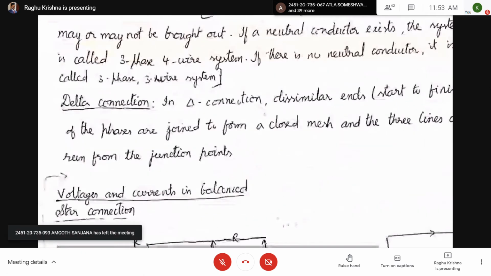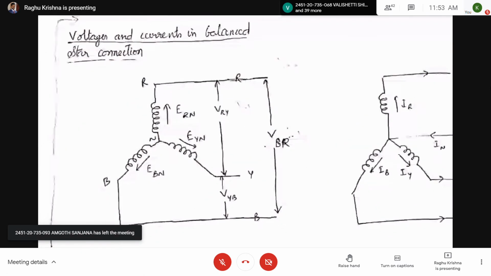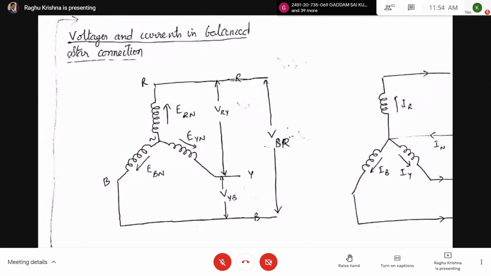Next, here you can see voltages and currents in the balanced star connection. In this, I will show the phase voltage and line voltage.